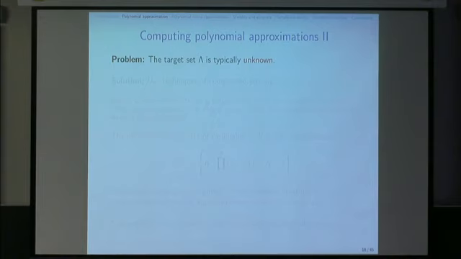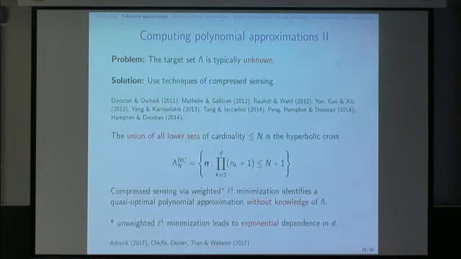But what I'm going to do instead is something completely different, and that's use the ideas of compressed sensing. I'm going to try and summarize this in 2 slides without going into too much detail. We don't know the target lower set lambda where we think our coefficients are going to live. But we do know something. We know that the union of all lower sets of a given cardinality n is a finite set, and it's actually precisely the hyperbolic cross.